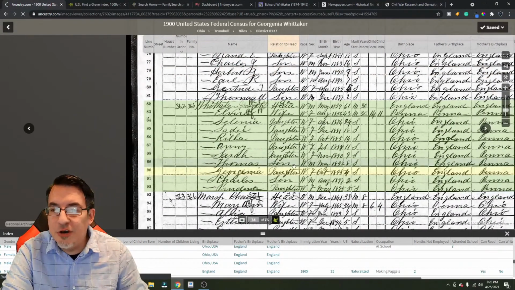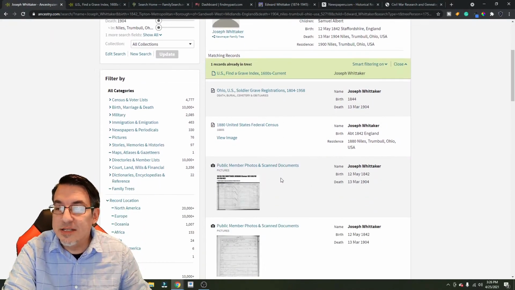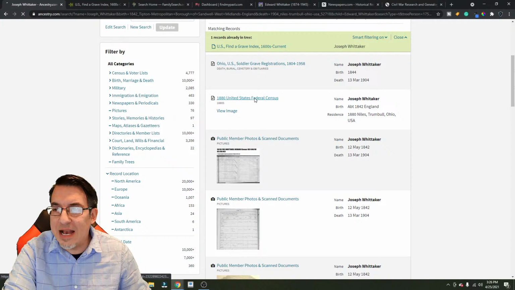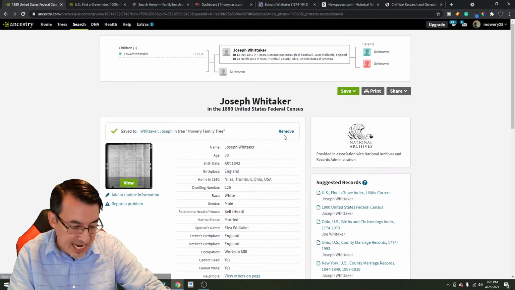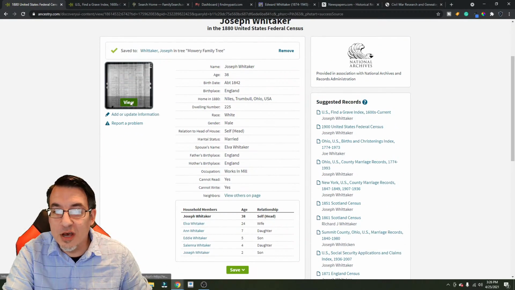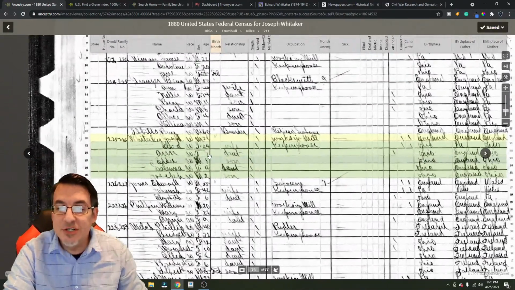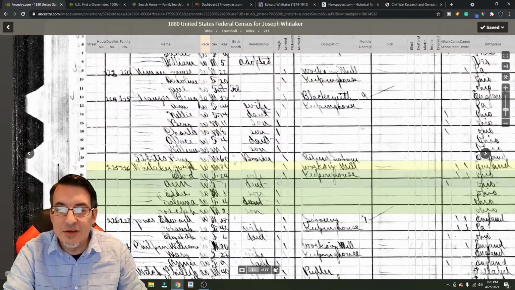So now we know Joseph came to the United States around 1865. So let's take a look at that again. Let's go back a little further. Now this is the 1880 census. And again, this is going to be Joseph again. So we can look 20 years earlier, look at a little more of his information. So here's Joseph again. This is in Niles still, where they lived.